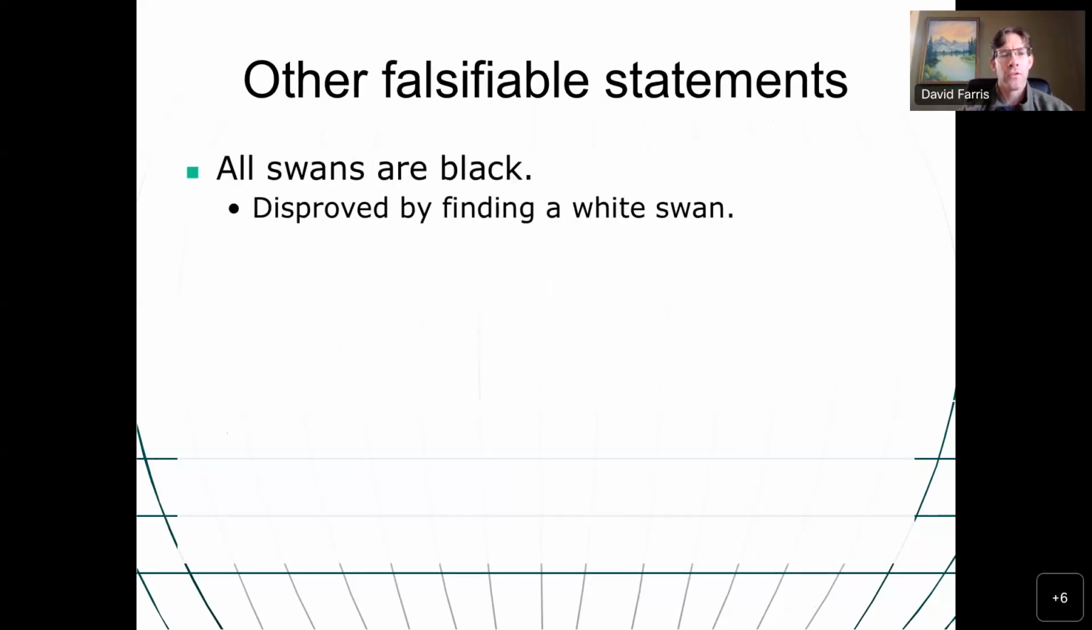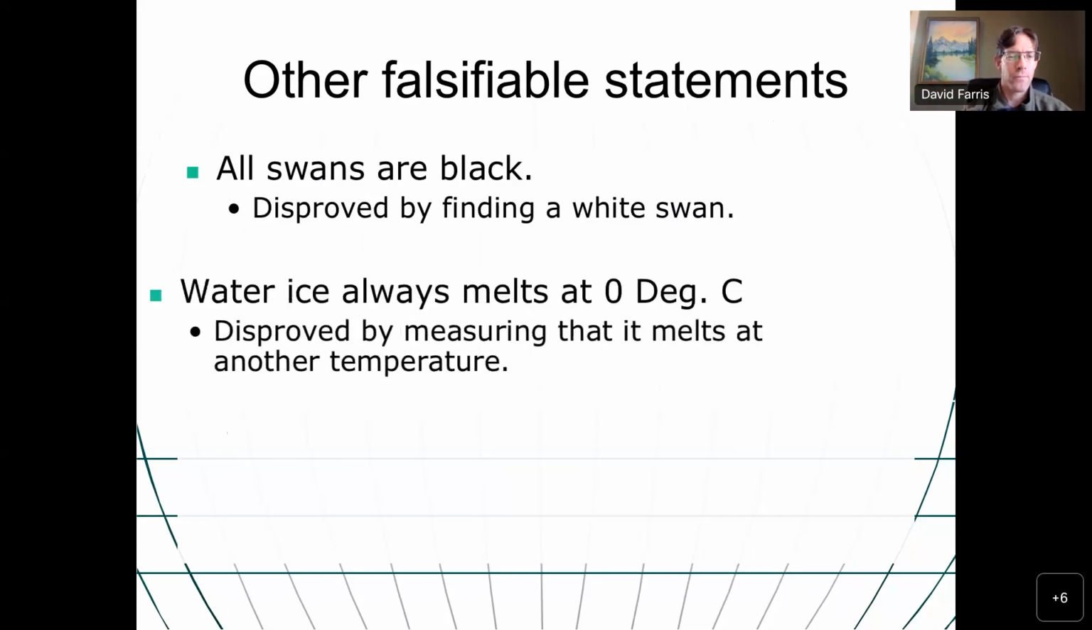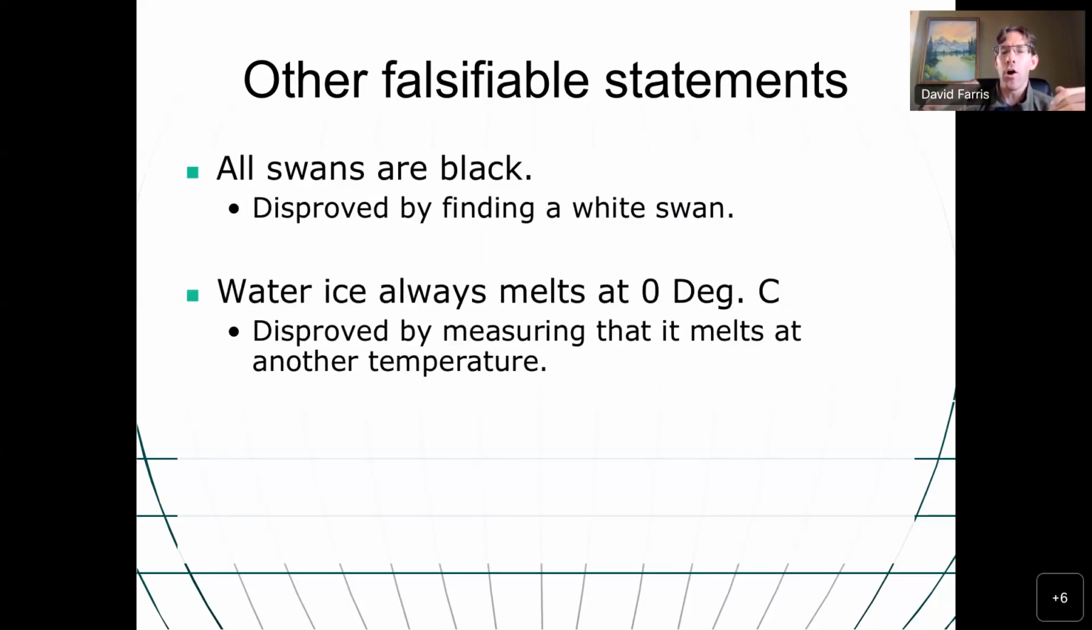Okay, we've got some other falsifiable statements. You could say that all swans are black. You can disprove this by finding a white swan. You could say that water ice always melts at 0 degrees Celsius, and this could be disproved by measuring that it melts at another temperature. And this statement is actually true here, but with certain conditions. Basically, there's a pressure component to this. If you change pressure, say if you go up on top of a mountain where atmospheric pressure is lower, you'll change this a little bit.